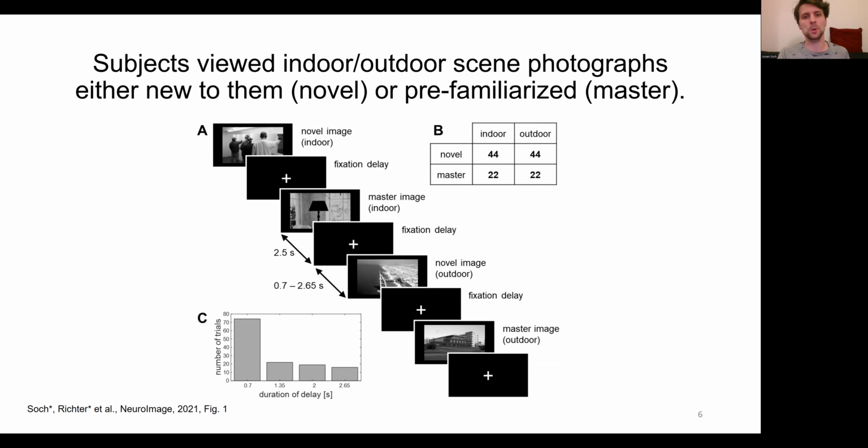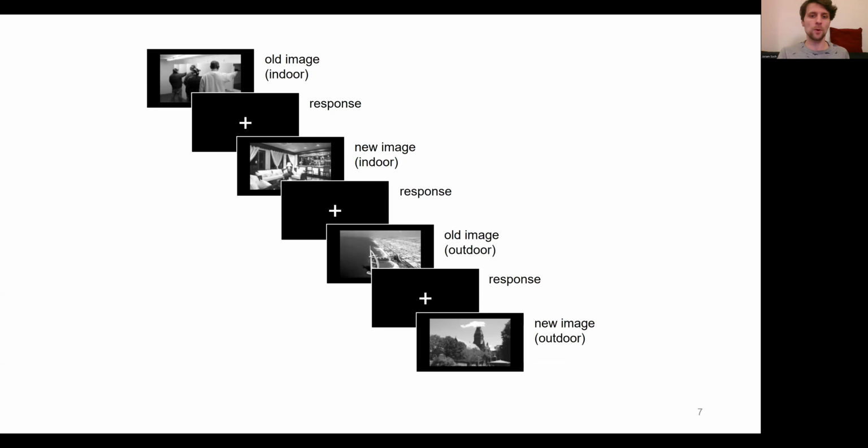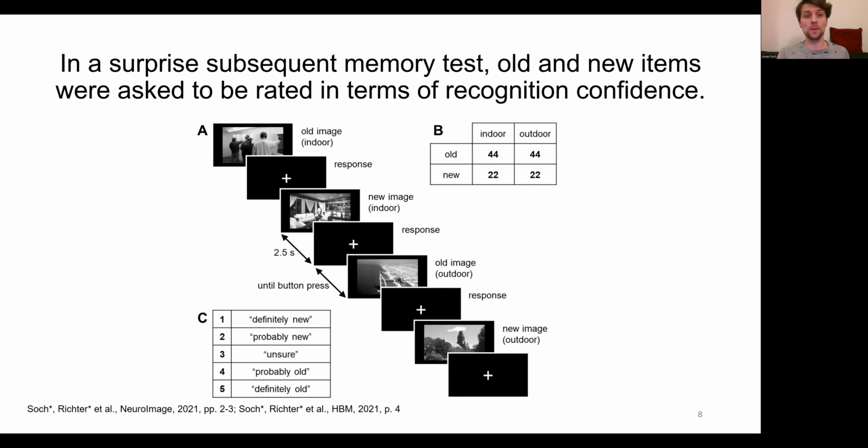And after this session, outside the scanner, there was a retrieval session in which subjects were presented with all images that they had seen in the encoding session, as well as a couple of new images. And this time they were asked to rate them on a 5-point scale ranging from 1 for this item is definitely new to me, up to 5 for I've definitely seen this in the encoding session. And in this way, representing their retrieval success. So this was the retrieval session of our memory experiment.